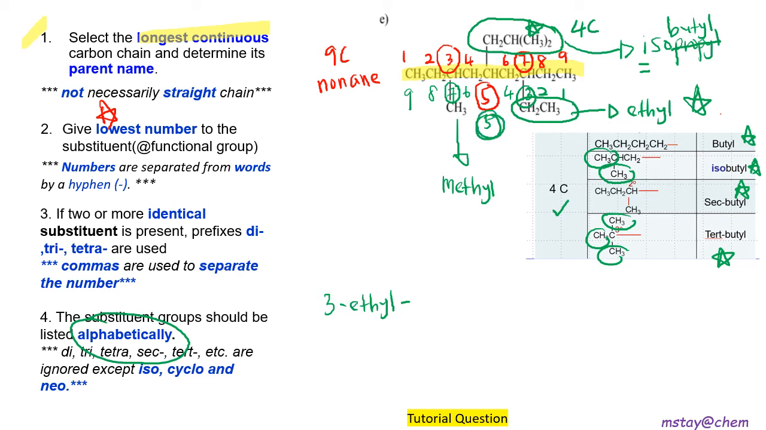So 3-ethyl, 5-isobutyl, and then last, 7-methylnonane. So reminder again, in between numbers and words, separate by a hyphen.